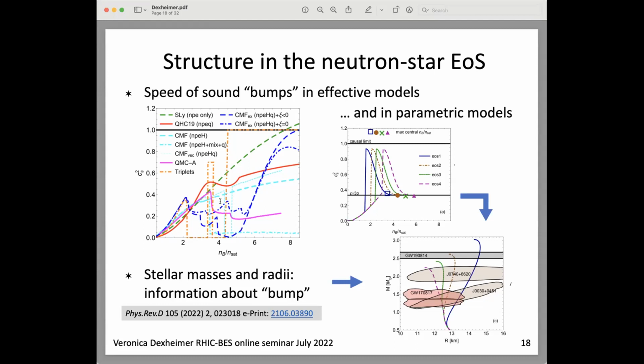Is it correct that you do need repulsive interactions to get a speed of sound squared that is larger than 1/3? You need vector interactions to reproduce that. Okay. So you go up because of vector interactions, and then you come down because of some phase transition or other degrees of freedom appearing, and that causes a bump.